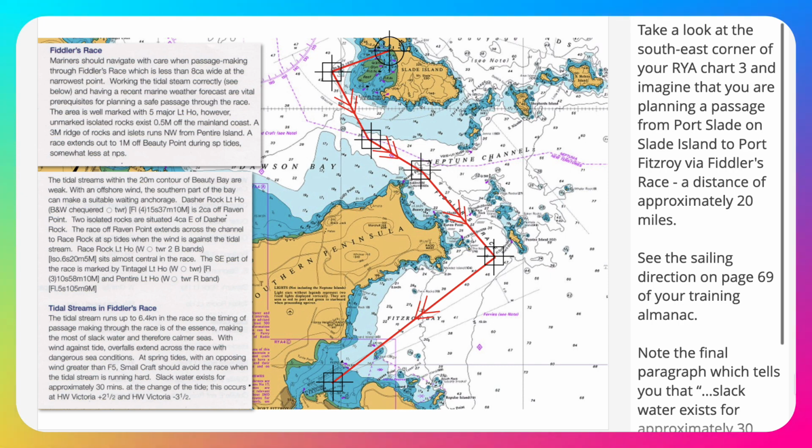Note the final paragraph, which tells you that slack water exists for approximately 30 minutes at the change of the tide, and that this occurs at high water Victoria plus 2.5 hours and at high water Victoria minus 3.5 hours.